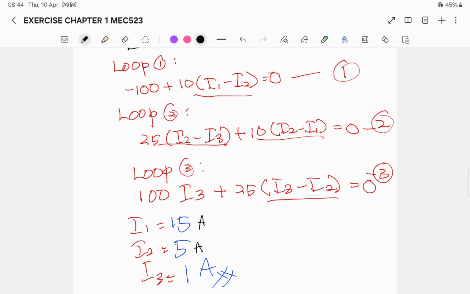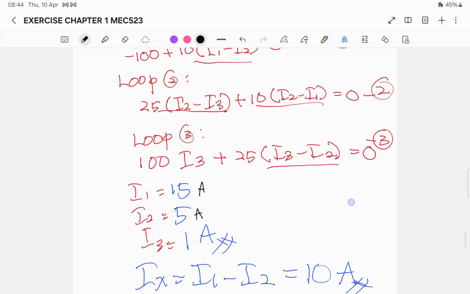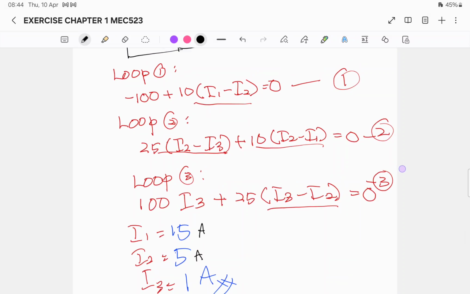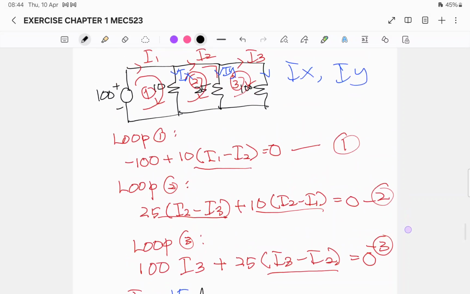Okay. Okay, IX. Siapa nama? Zul. Saya lambat sikit ingat nama orang. Okay, berapa Zul? IX, IY? IX, IY and IX and IY.